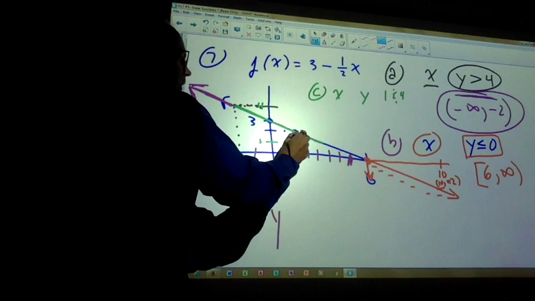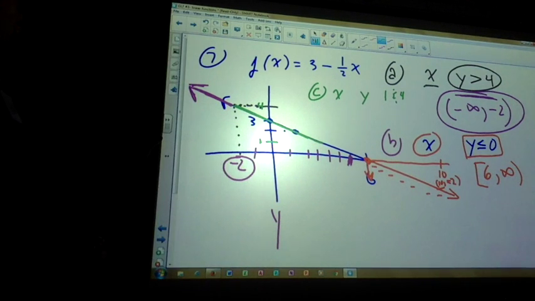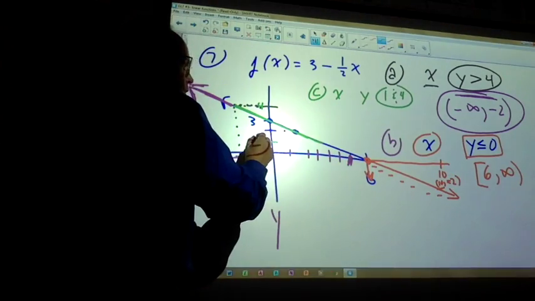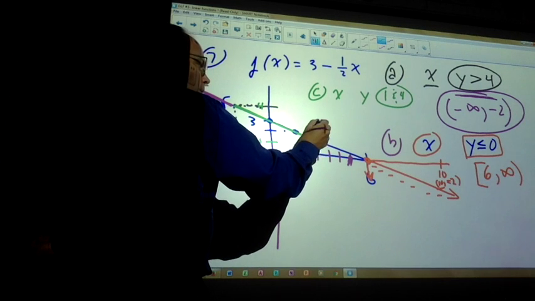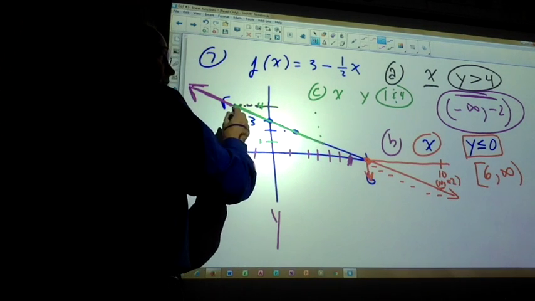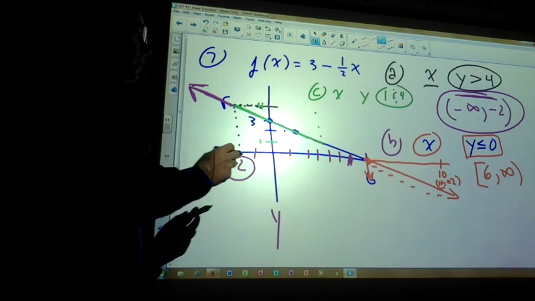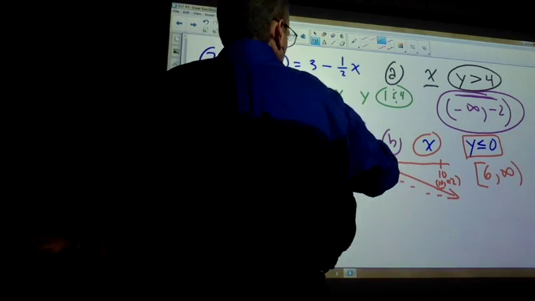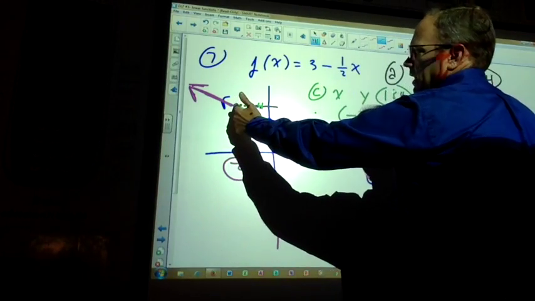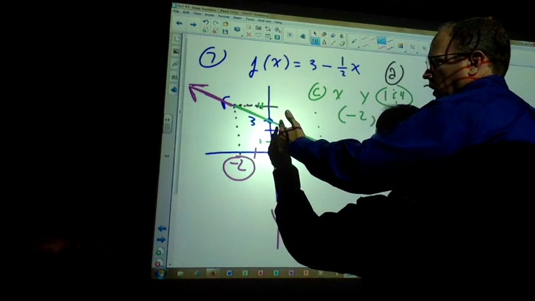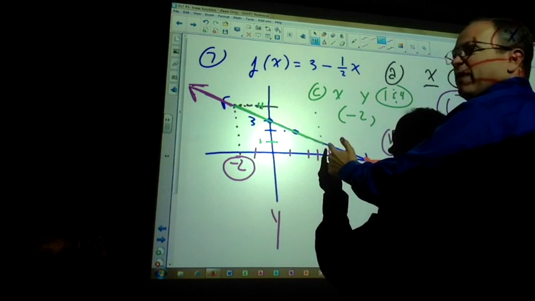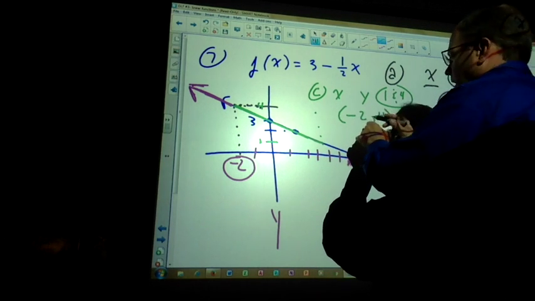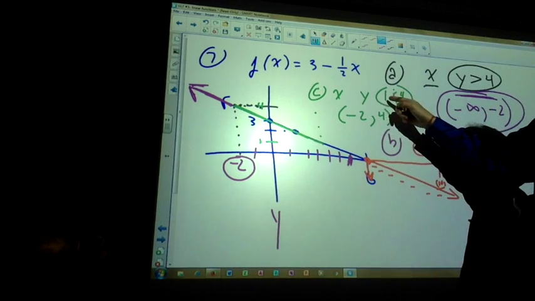So this green portion of the graph gives me a y value between 1 and 4 because I have 1. So over here, 1, 2, 3, 4. Make sense? See where the green graph exists? So we have to figure out which x values are going to do that. Well, I know that negative 2 will get me this value here. And then 4 on your graph, my graph's off a smidge. So the x values between negative 2 and 4 will give me values between 1 and 4.